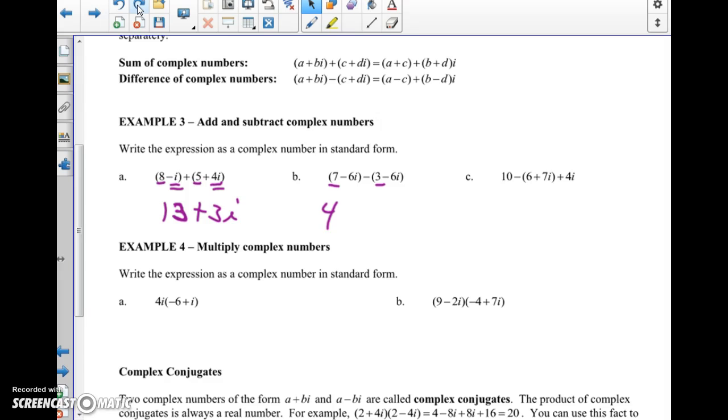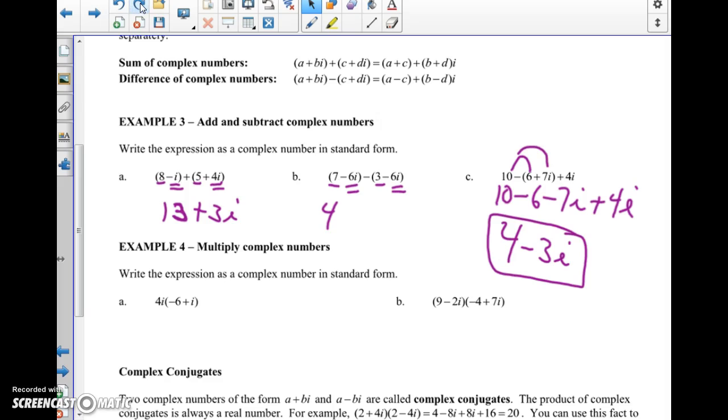How about this one? Here's 10. What are you going to do with that negative? Distribute it, right? You're going to distribute it like this. 10, minus 6, minus 7i. Then what are you going to do? Add 4i more to that. Combine like terms. What are you going to get for the answer? 4 minus 3i. You're right. 4 minus 3i will be the answer. Look how easy that is.